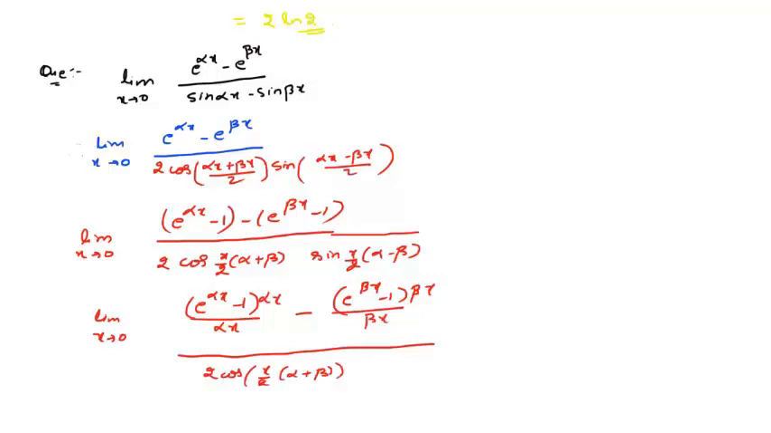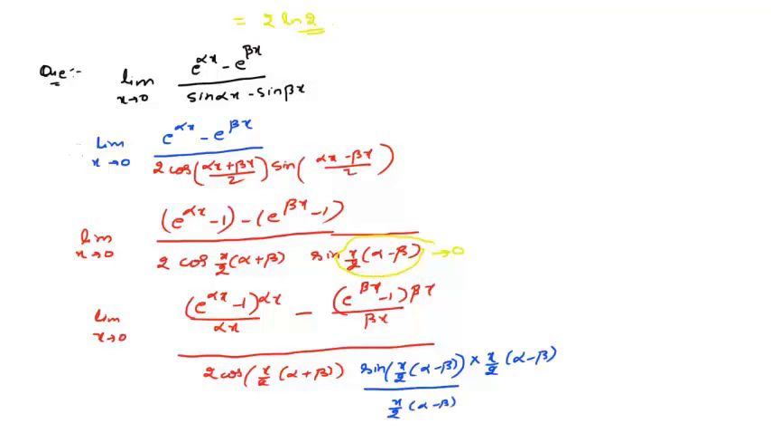Now this is tending to 0. Since x is tending to 0, this is also tending to 0. So what we can do again here is, for this one specially I am writing sine of x by 2 into alpha minus beta. For this we have to multiply it by x by 2 into alpha minus beta and divide it by x by 2 into alpha minus beta.